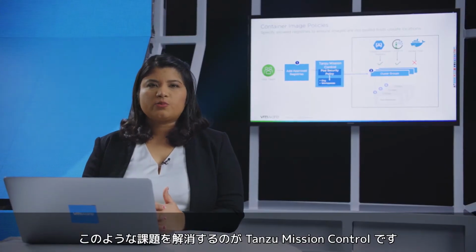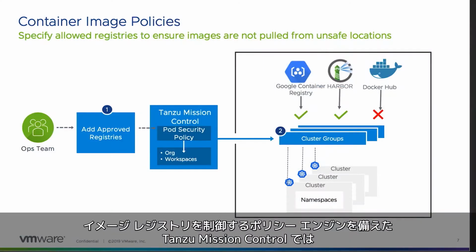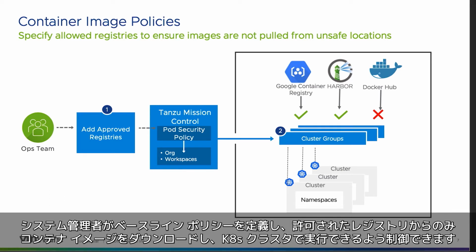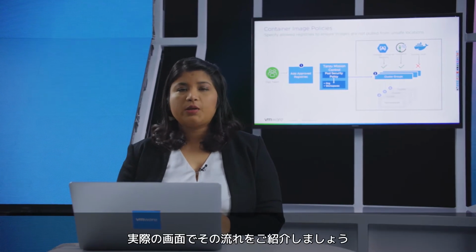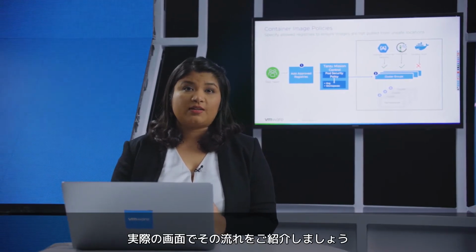Now, this is where Tanzu Mission Control comes in. Tanzu Mission Control, with its policy engine around image registry, will help operation teams define certain baseline policies around what registries are allowed to download container images and run them on Kubernetes clusters. Let's take a quick look at how Tanzu Mission Control does that.